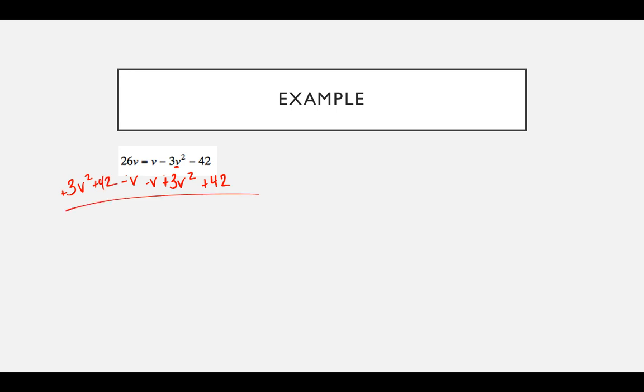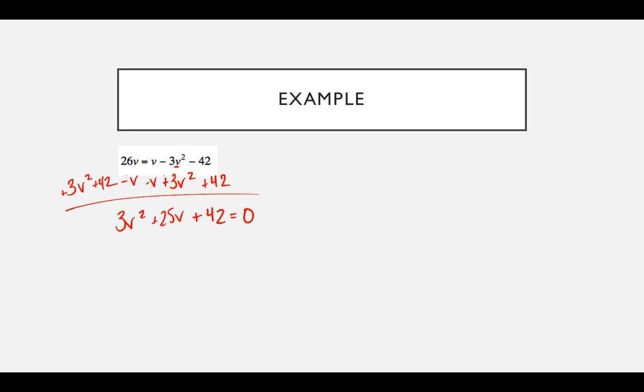Okay, so that will be 3v squared plus a minus v, just put a plus negative v, plus 42 equals 0. Oh, I forgot to subtract it from the 26. Let me fix that v term. Okay, so 3v squared, and then we had the 26v minus v, so that'll be a minus positive 25v.